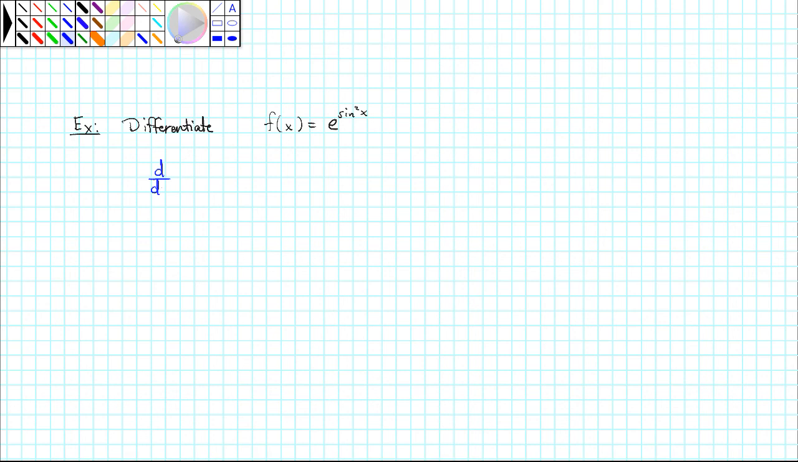So the derivative with respect to x of e to the sine squared x. That outside function is the exponential base e, which we know is its own derivative from section 3.1. So this is going to be e to the something, and then we have to take the derivative of that something. And that something is sine squared x.